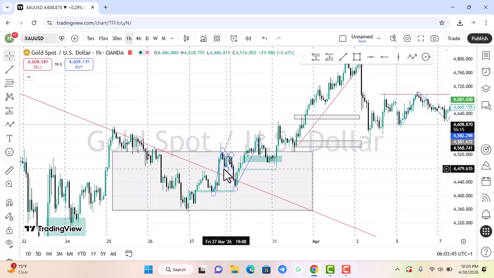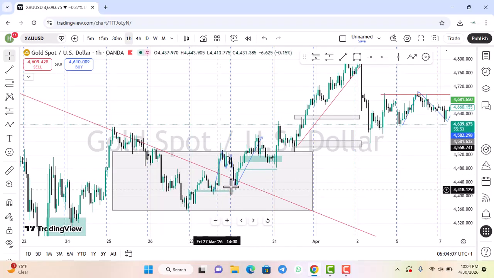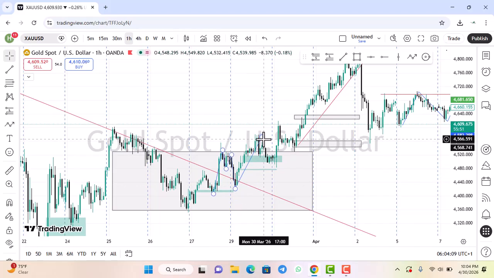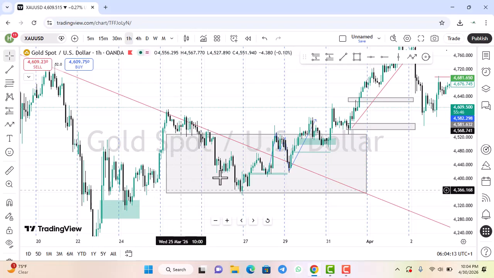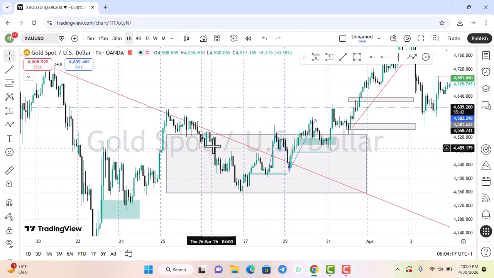So this is our liquidity. What is the objective of this pullback? It is to come down and sweep this liquidity. So after coming down to this other block, we have our retracement. Okay, so let me give you another example in a downtrend. Look at it here.